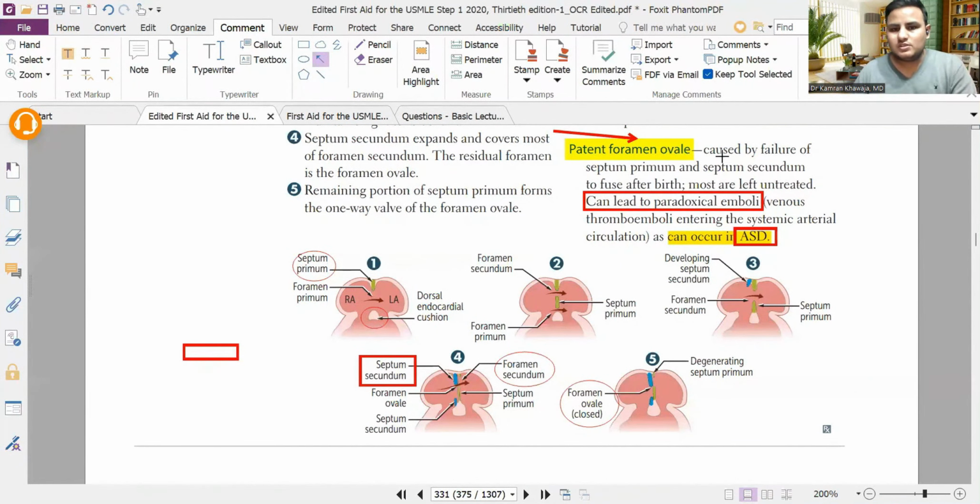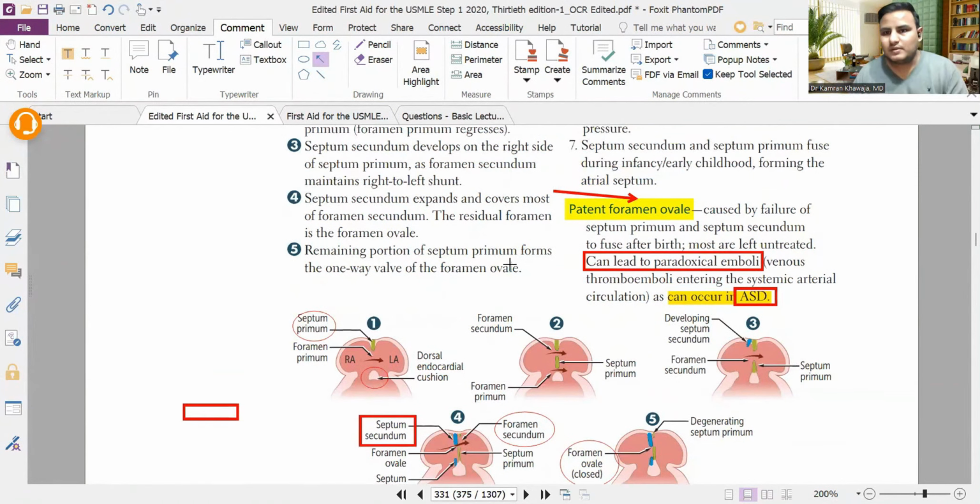A patent foramen ovale is caused by the failure of the septum primum and septum secundum to fuse after birth. Most are left untreated and can lead to paradoxical emboli. How is that possible? I can tell you. First of all, a person who has a deep venous thrombosis, with thrombi due to any disease, any cancer or peripheral vascular disease, has formation of thrombus in the femoral vein. The venous system is drained by the inferior vena cava into the right side of the heart. That thrombus will go into the right side and then into the pulmonary system.